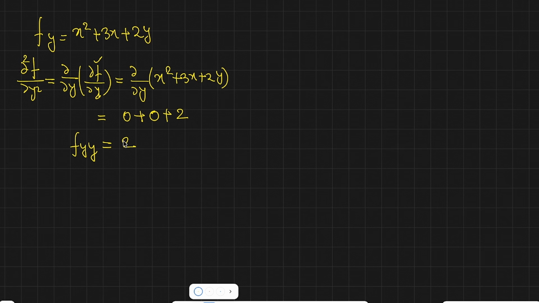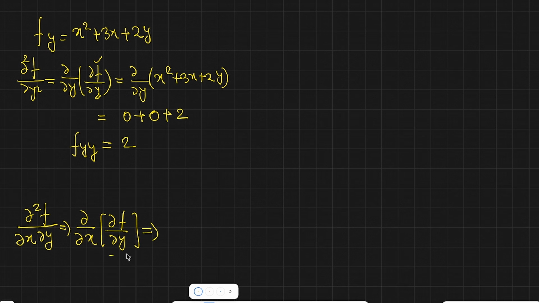Okay, now next I want to calculate the partial derivative of f with respect to x then y. So it means partial derivative with respect to x of partial derivative with respect to y. Okay, what is the value of this partial derivative with respect to y? This is the value you put like this. So partial derivative of this, it is x square plus 3x plus 2y. Now you do the partial derivative with respect to x, then y is constant, so it will be 2x plus 3.